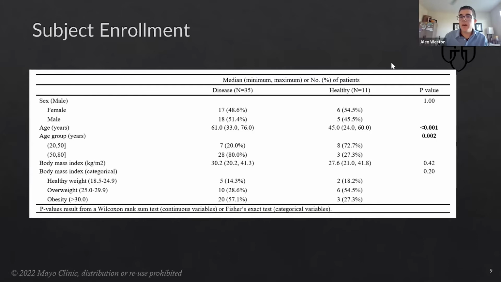So first, some background on our subject enrollment. This was an IRB-approved prospective study where we enrolled 46 individuals. 35 had some stage of liver cirrhosis, and 11 were our healthy controls. The characteristics of cirrhosis patients and healthy controls are shown in this table. One thing I want to highlight: the only substantial difference between these 2 populations was age. Cirrhosis patients tend to be a bit older versus our healthy controls. We were recruiting mostly coworkers and volunteers in the clinic who tended to be a bit younger.